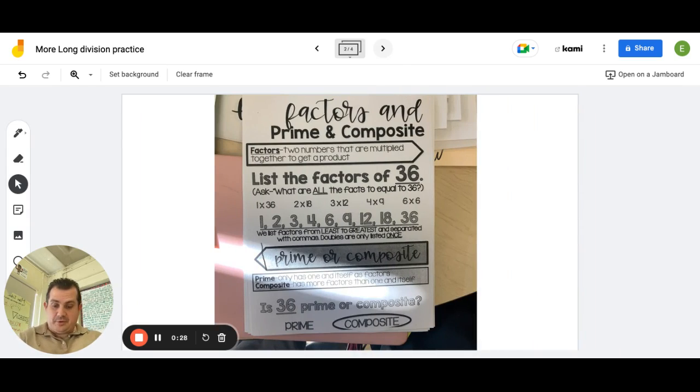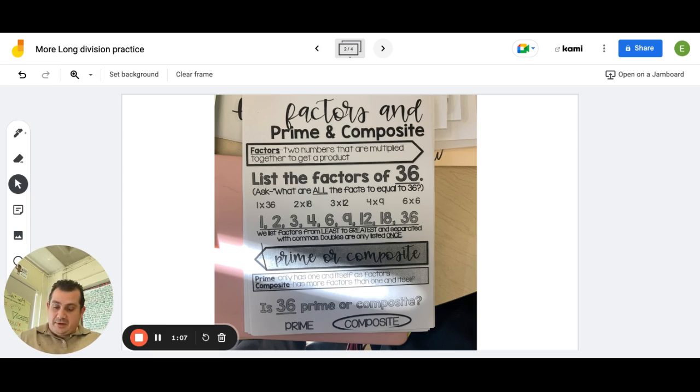Let's start over here. All right, so let's take a look. We have this sheet that I pulled up right here, and it's on factors, and then we have prime and composite numbers. So if we take a look, it says factors. Let's read that definition. Factors are two numbers that are multiplied together to get a product. So that is what a factor is. So if we say that 4 times 5 is 20, 4 is a factor, 5 is a factor. We multiply the 4 and 5 together to get 20. And that is our product.